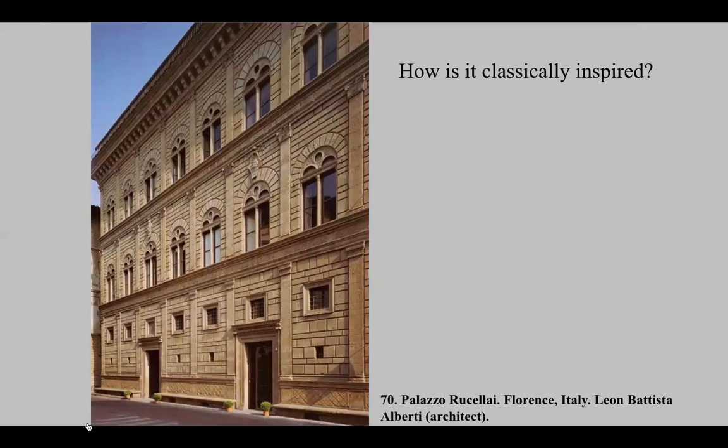This is the Rucellai Palazzo, and the architect here is Leon Battista Alberti. Alberti was very much inspired by classical Rome in his architecture, and so he researched. So what's classical about this, right? This actually has a little bit more classical characteristics, even more so than what we just saw in the last piece. What's classical about it?